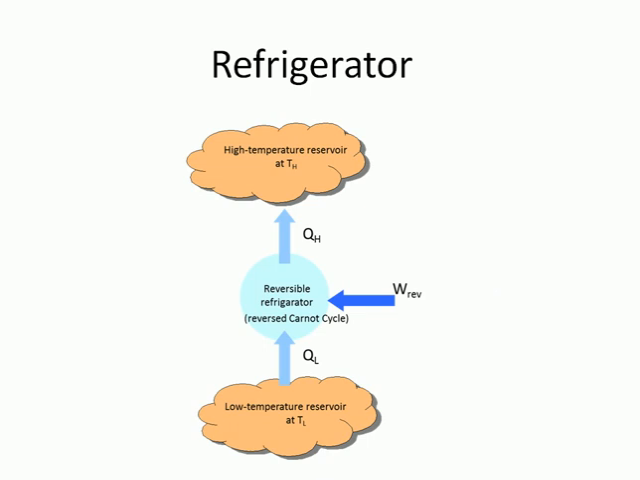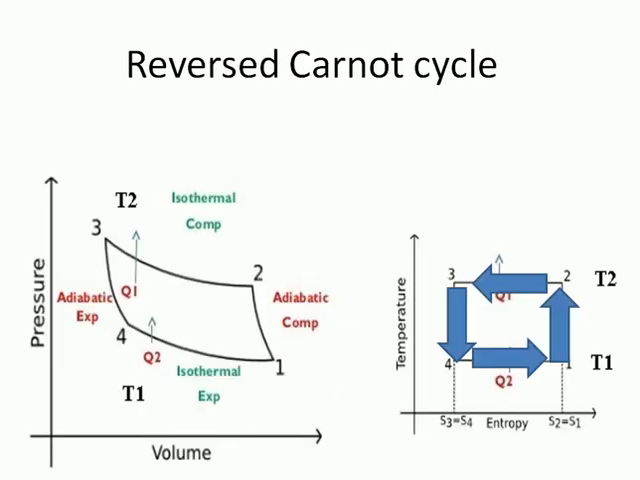Now this refrigerator we are running on a reversed Carnot cycle. We discussed the Carnot cycle. Let us discuss the reversed Carnot cycle. So the reversed Carnot cycle is drawn here on the TS chart, that is a temperature versus entropy chart. Now in this, the cycle is operated in anti-clockwise direction. In the Carnot cycle, we used to operate the cycle in clockwise direction. So here we are operating it anti-clockwise.